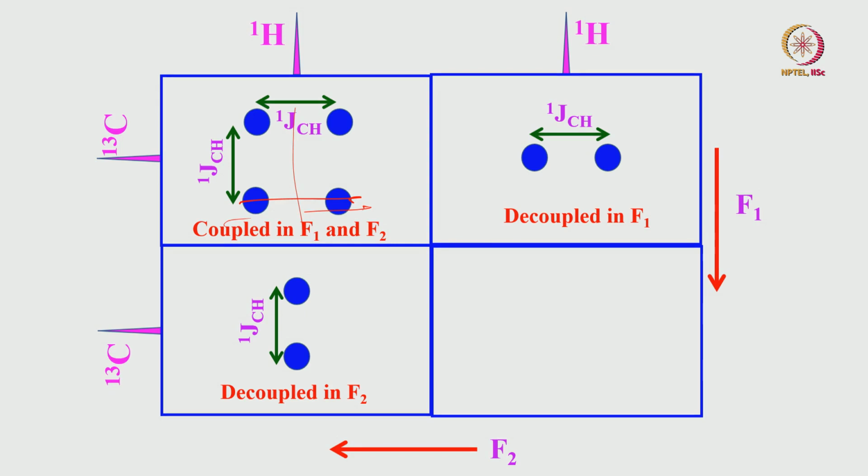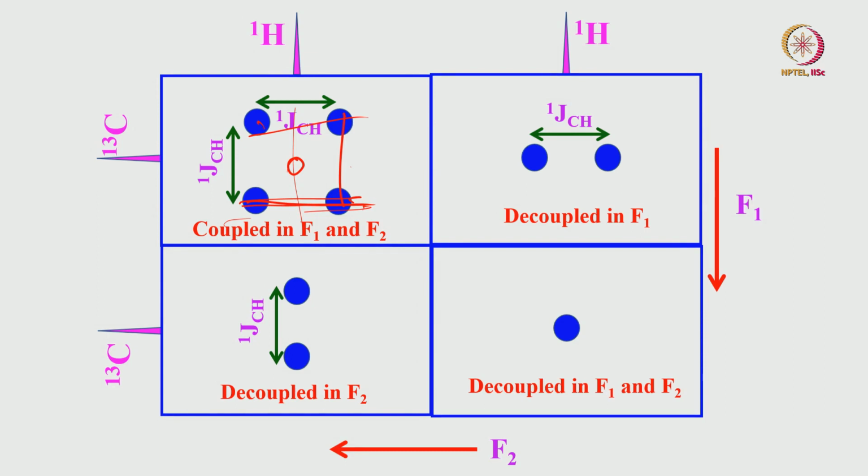What is the next possibility? Decouple in both the dimensions. Then what will happen? This dimension collapses into a singlet and this dimension also collapses into a singlet. You get only a peak exactly at the center. One peak. This is what we saw in the HETCOR experiment.